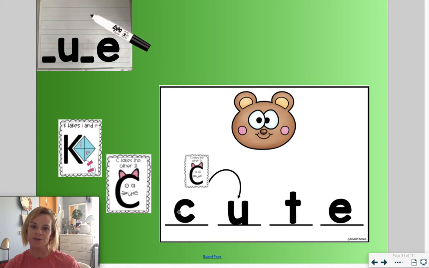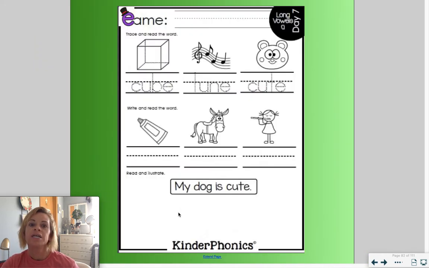C-U-T-E spells cute. All right, now it's time for you to put the cap on that marker. You can erase all the things off of the dry erase board, and we're going to get ready to work in our Sounds and Words notebook. So today in our Sounds and Words notebook, we need to find the page that says Long Vowel U, Day 7. So go ahead and push pause on the video until you get your book opened up to this page and have your pencil ready. Then you can push play and we'll continue.